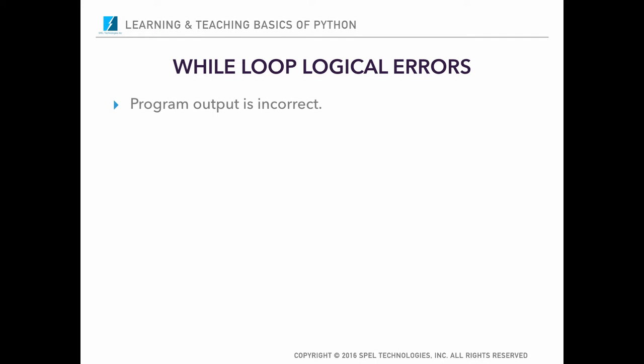Next, we look at logical errors that can arise in your program when while loops are used incorrectly. With a logical error, the program will run, but the program output will be incorrect. So let's look at this program here. i equals 0, new line, while i is less than 3, colon, new line, 4 spaces, print i. What is wrong in this program here? The syntax appears to be correct.